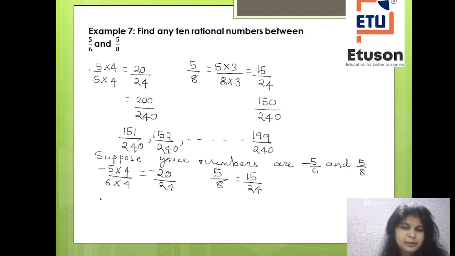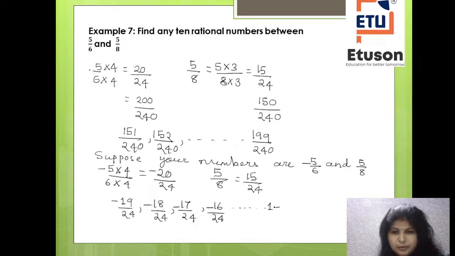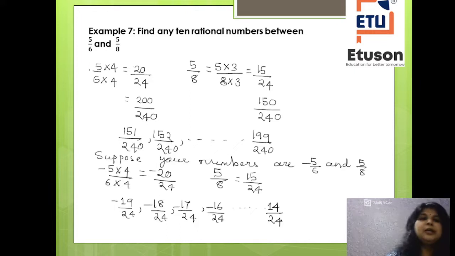So now easily you can find out 10 rational numbers in between. So from minus 20 by 24, you can start from minus 19 by 24, minus 18 by 24, minus 17 by 24, minus 16 by 24, so on and so forth till which number can you go? 14 divided by 24. So likewise you can find out.